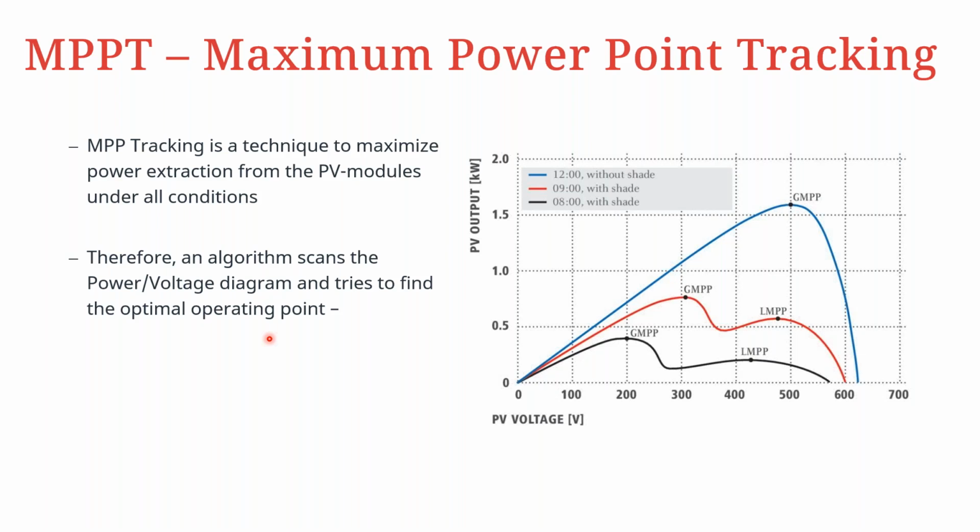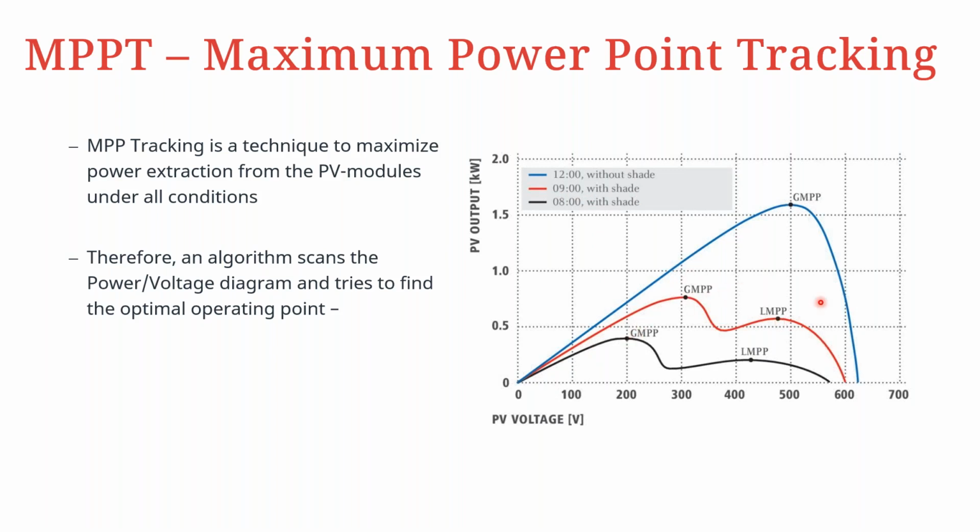And therefore, this algorithm, which is MPPT, scans the power voltage diagram and tries to find the optimal operating point. So you can see an example of a power voltage diagram here. There is one curve during midday that has no shade, but we also have two other curves at 9 a.m. and 8 a.m. that are shaded at two instances. So here we have the generation of two possible maximum power points for the shaded curves.